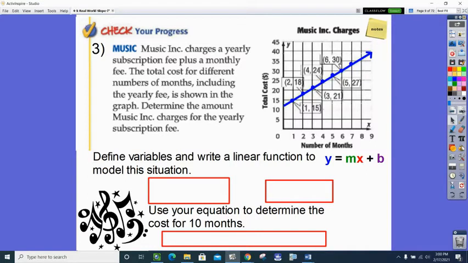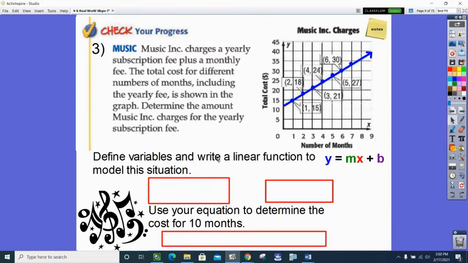So basically what we need to do is kind of take a look at what's going on. After 1 month, you would have been charged $15. After 2 months, you would be charged $18, and so forth. You can see the points on here. The X is the number of months. Y is your total cost in dollars.